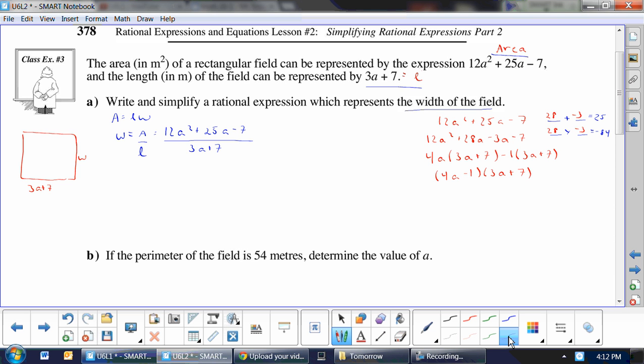So we can write that right here now. We go 4a minus 1, 3a plus 7. I'm just going to put an arrow so we know where it's coming from. All over 3a plus 7. Now we can look at this and say 3a plus 7 can be divided out of both. And so for width, we get 4a minus 1.